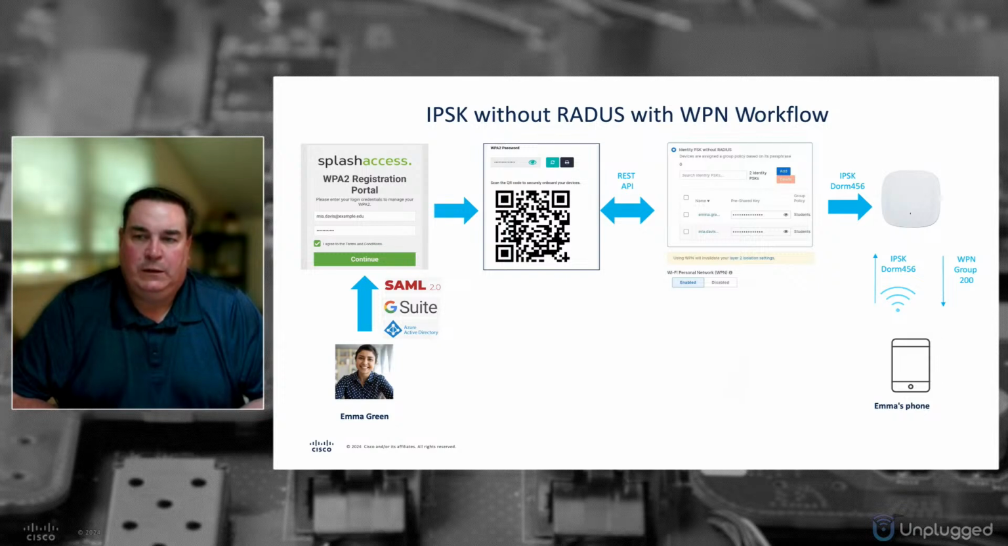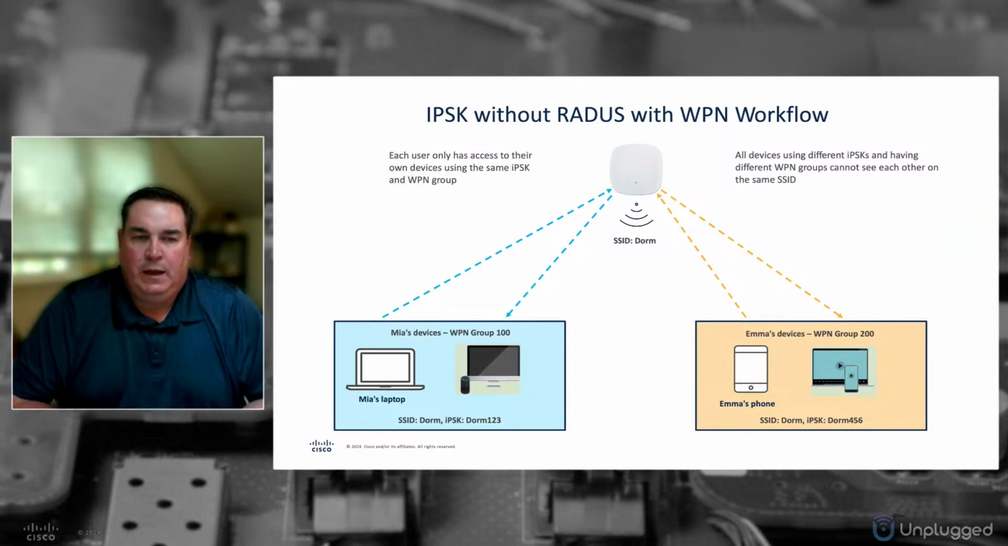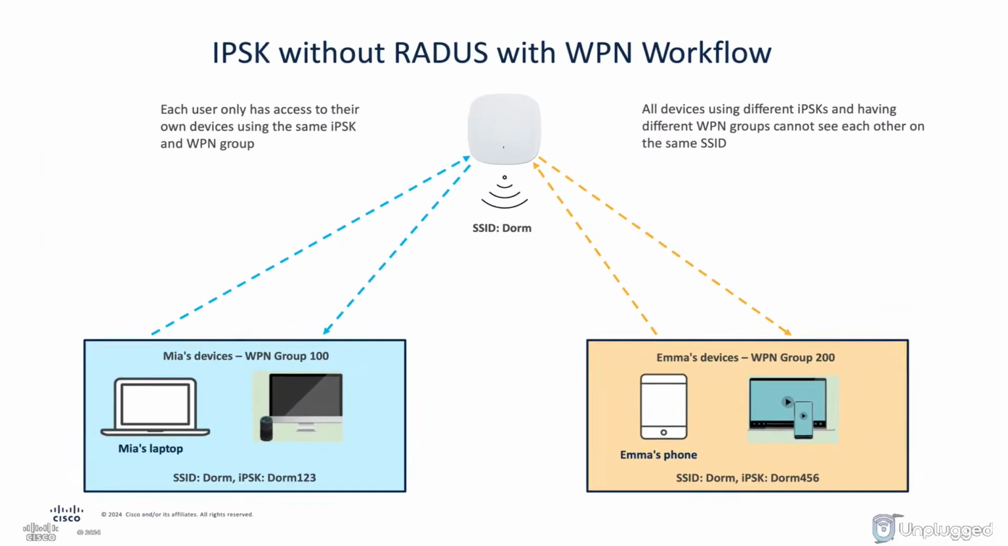And then once she authenticates to the network using her IPSK, which is different, you can see there's a dorm 456 in this particular case, we're going to actually tell it that this device is in WPN group 200. So effectively, what ends up happening now, as you can see here, is I've got both Emma and Mia's devices now connected to the network. They're both connected to the same SSID, that dorm SSID. I'm not creating anything unique for them, but they're using two different passwords to authenticate. So even though they're connected to the same network, same SSID, Mia's devices are using IPSK dorm 123, and Emma's devices are using dorm 456.